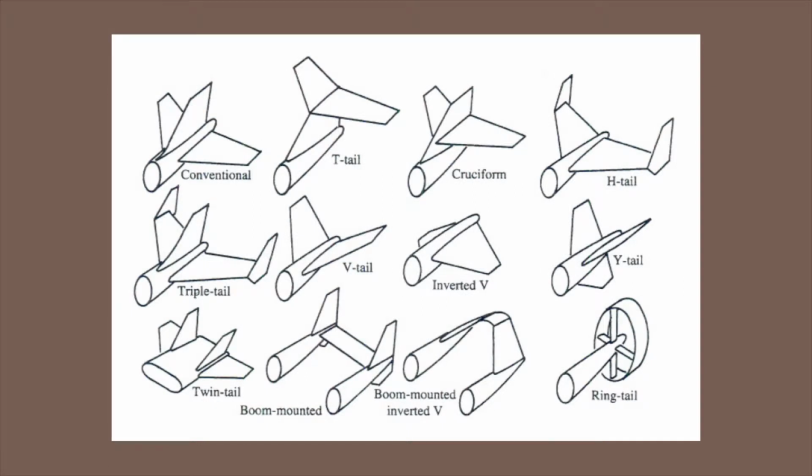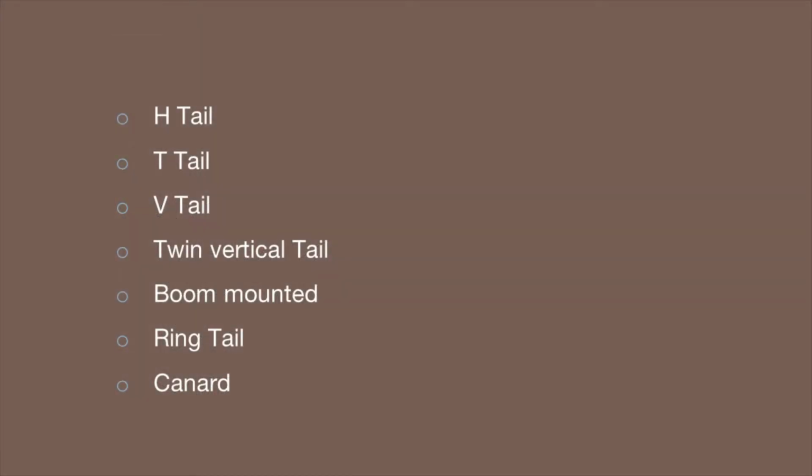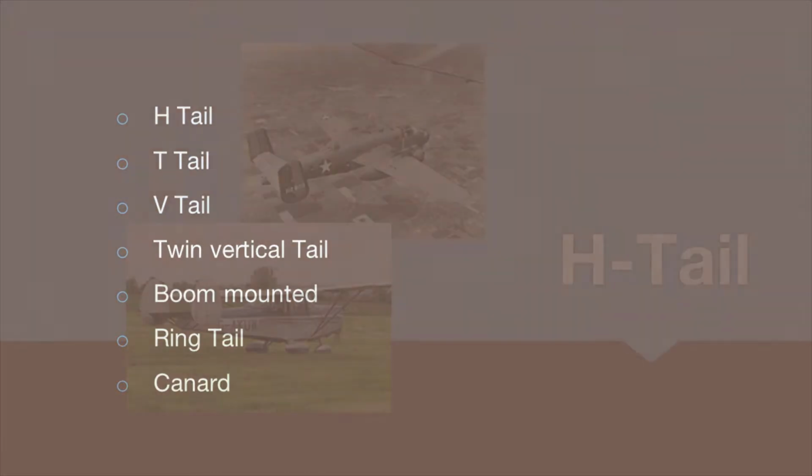As I said, to begin a conceptual design, we would usually want to choose a configuration that is most suitable first. So, in the following time of the video, we are going to talk about the pros and cons of different tail configurations. We should know the pros and cons before adopting the tail, since they help us to decide which design to be used. In this video, I'm going to talk about the H-tail, T-tail, V-tail, twin vertical tail, boom-mounted tail, ringtail, and canard. The first one to talk about is the H-tail.